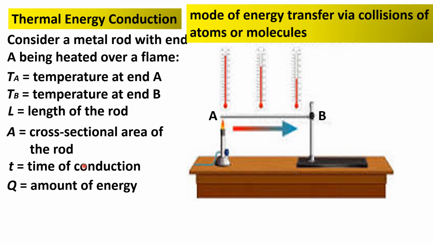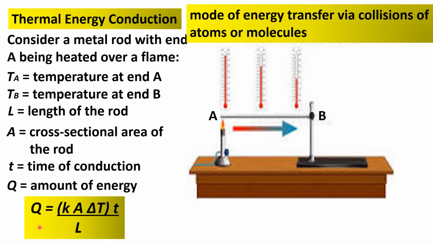All those factors that I mentioned will affect the amount of energy. The relationship with Q is that each of them is directly proportional to Q. The only variable or quantity that is inversely proportional to Q is the length of the rod. So all these factors, when related to the amount of energy Q, can be expressed in one simple equation.